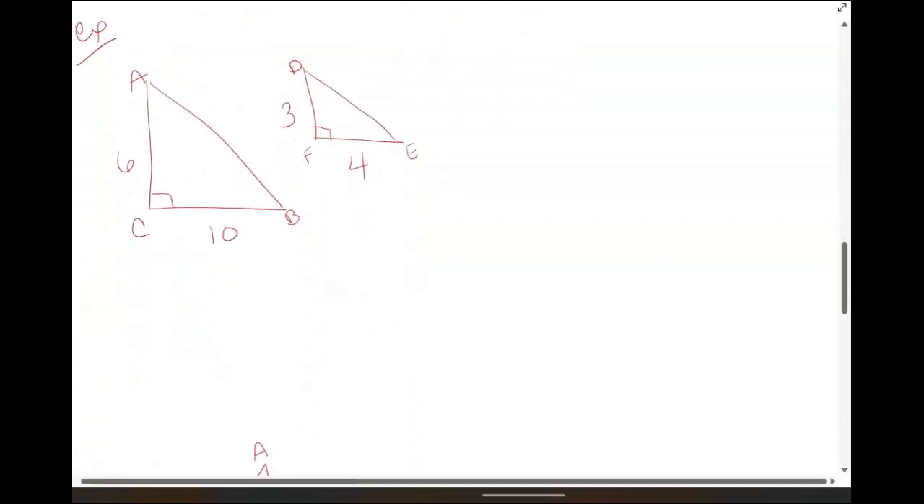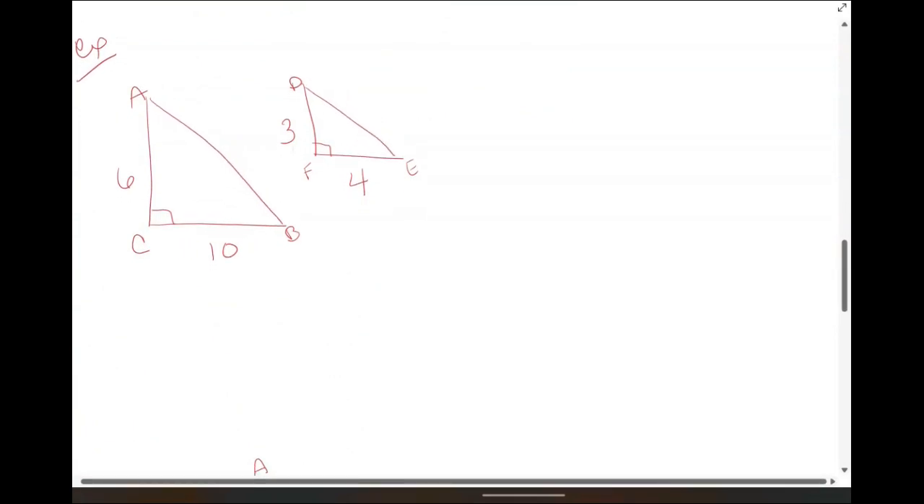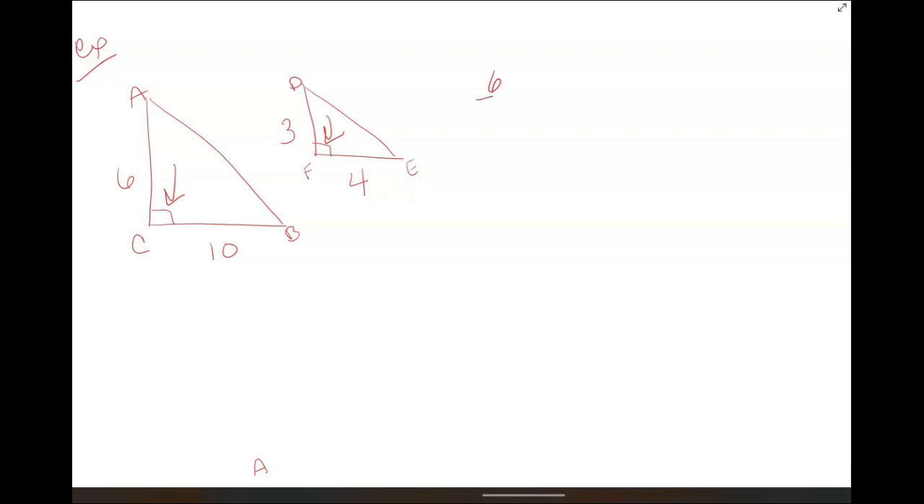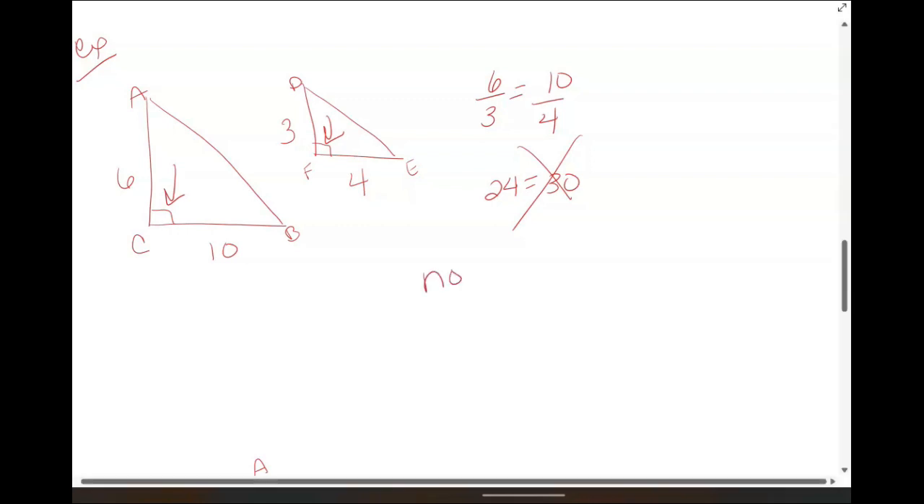All right, what about something like this? We have two triangles. We have a set of congruent angles. So if we can prove that the sides are proportional, then we would be in good shape. So let's go ahead and set up a similarity ratio. 6 is to 3 as 10 is to 4. And if we cross multiply, we're going to get 24 is equal to 30. But that's a huge problem because 24 doesn't actually equal 30. So these are not similar.